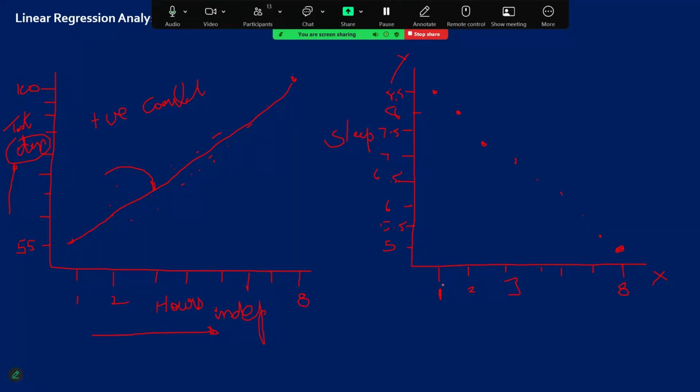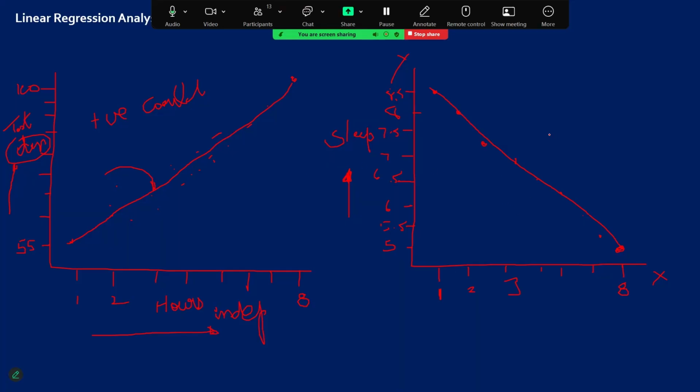I spent only 1 hour on screen time. I slept nicely for 8.5 hours. I performed well. All right. So here it goes. Less the time spent on the screen, more the sleeping hours. Right? Here, less the hours spent on the time, poor score. More the hours you have to spend here, more test score. Okay. So this is a little complex.